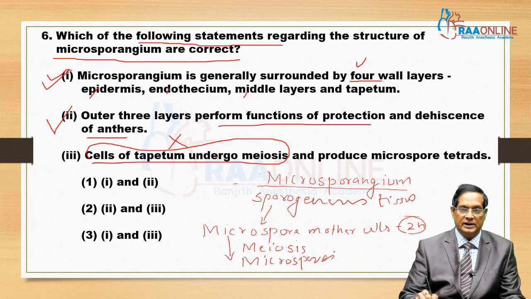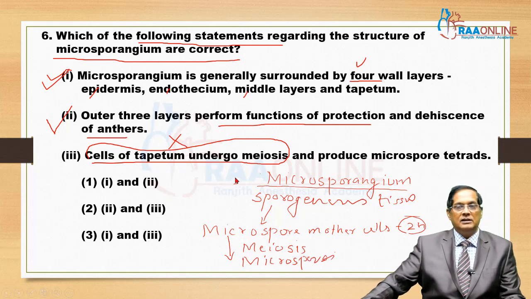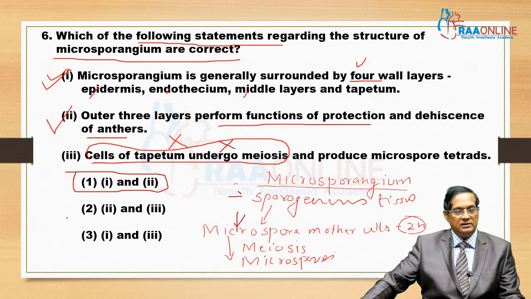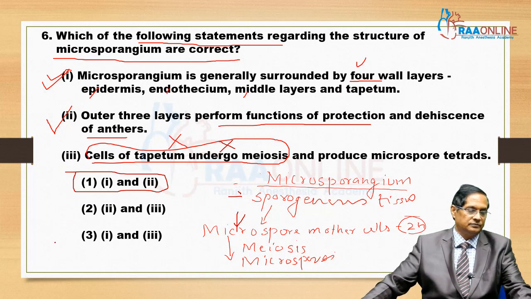So, the actual cells in which meiosis is seen within the microsporangium are the microspore mother cells, not the tapetum. So, the first and second statements are correct, the third is wrong. The answer is the first option: 1 and 2 are right, whereas the third is wrong.